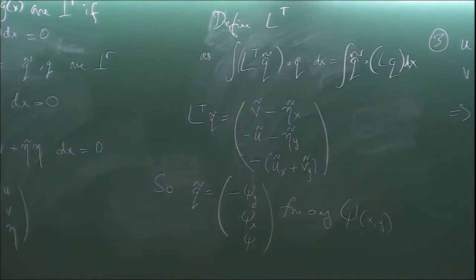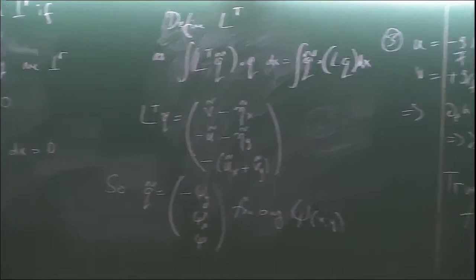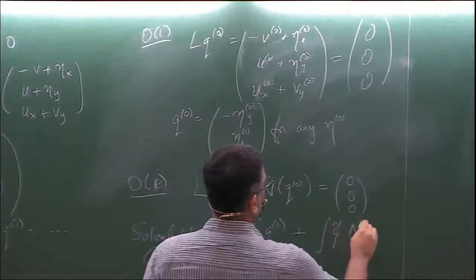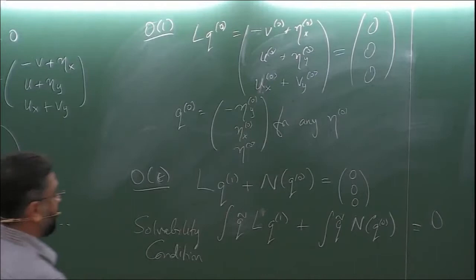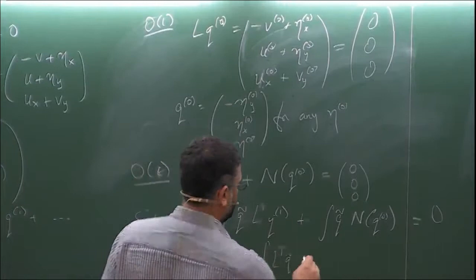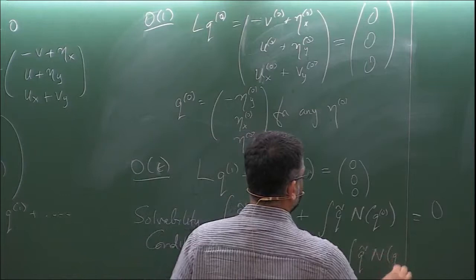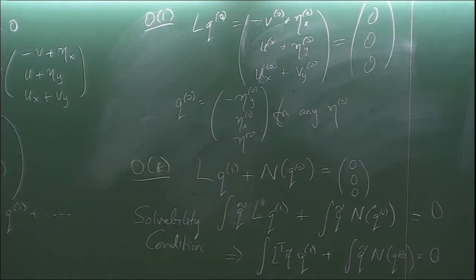What that means is when we want to solve this particular equation, the solvability condition is: let me call this Q tilde L Q1 plus Q tilde N of Q0 should be zero. Okay. Where Q tilde is precisely this guy. By definition, this is L transpose Q tilde Q1 plus Q tilde N of Q0. I've chosen Q tilde so that L transpose Q tilde goes to zero for any psi.